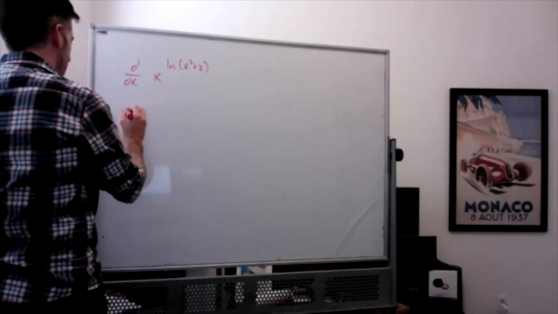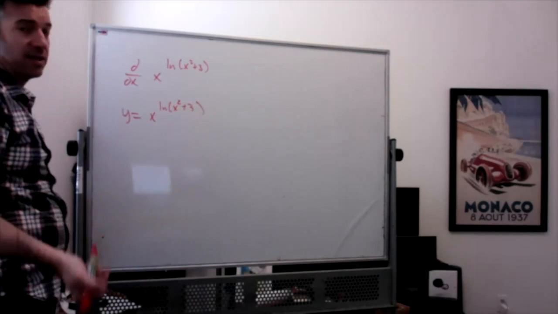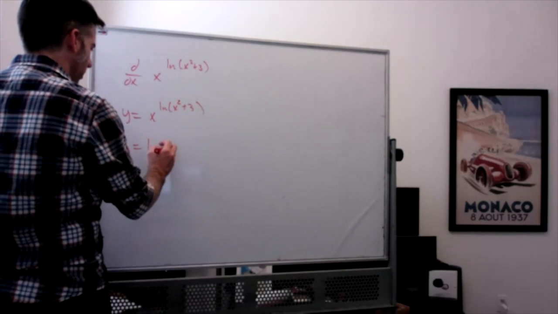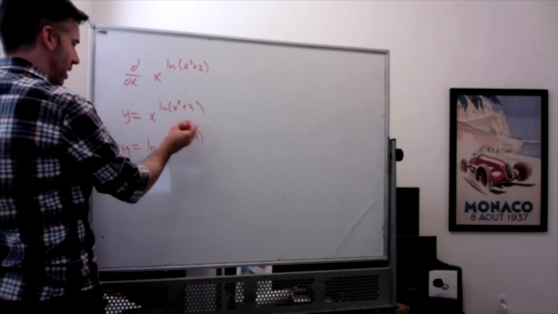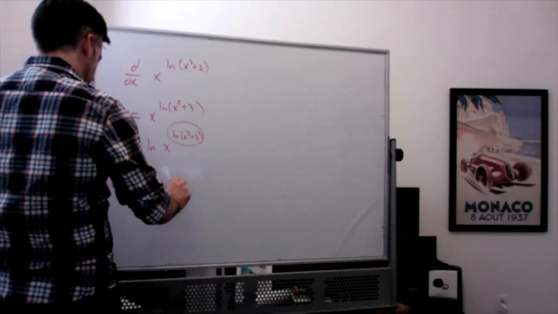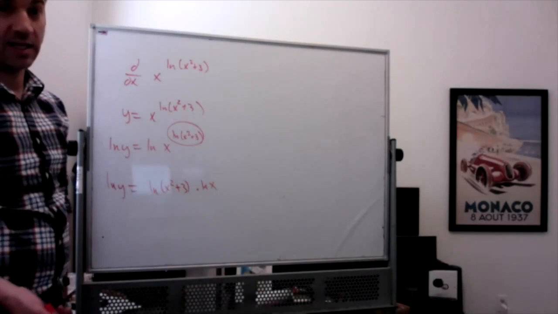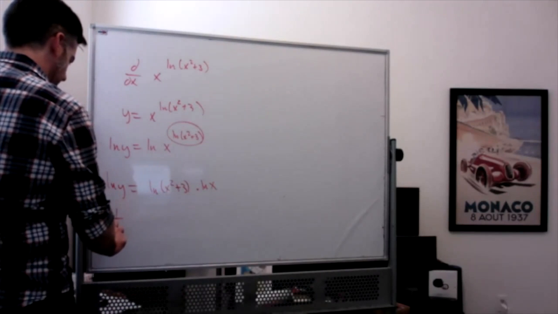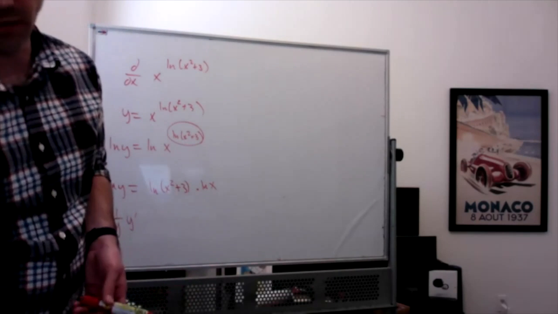So I'm going to say y equals x to the natural log of x squared plus 3, and then take the natural log of both sides. The natural log of y equals the natural log of x to the natural log of x squared plus 3. Then bring this power down: the natural log of y equals the natural log of x squared plus 3 times the natural log of x. Now we differentiate both sides, and we have to use the product rule on that side. The derivative of the natural log of y is 1 over y times y prime, 1 over the stuff times the derivative of the stuff.